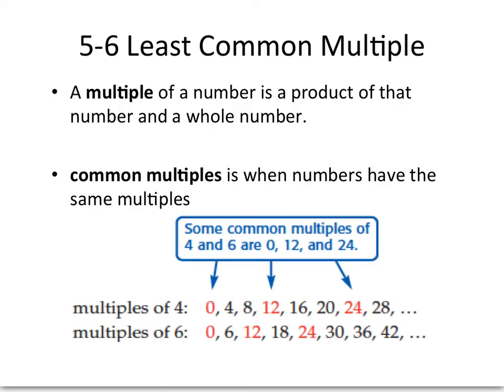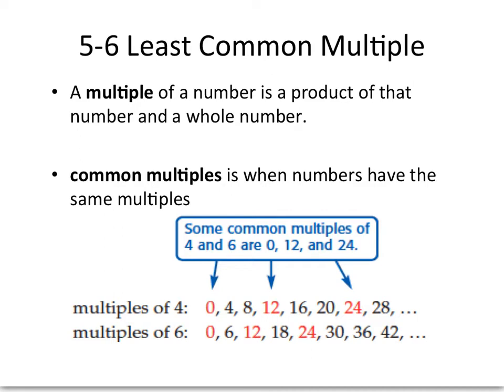Welcome to 5-6, least common multiples. Our objective today is to find the least common multiple of two or more numbers. Our second objective is to find the least common denominator of two or more fractions. Alright, before we begin, let's talk about some of the key terms.